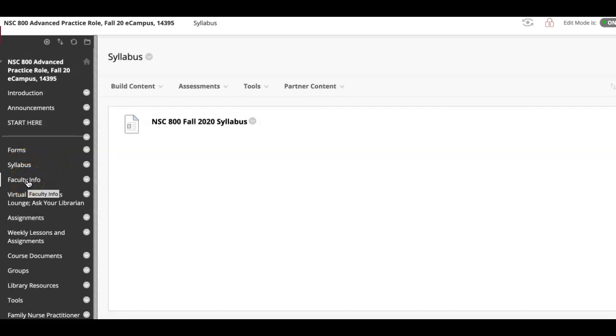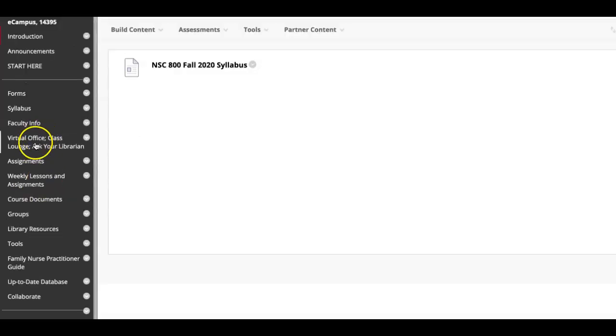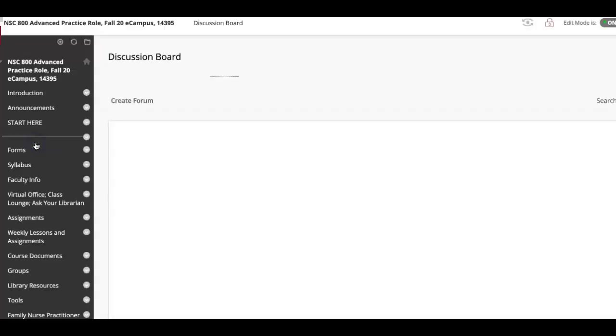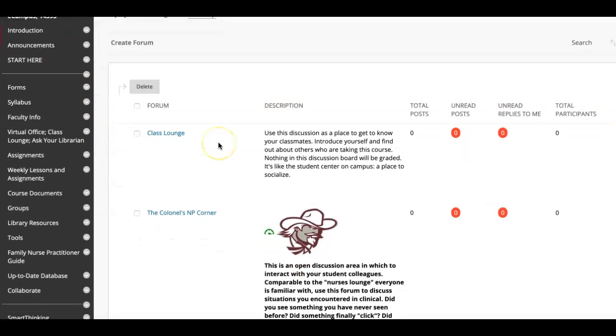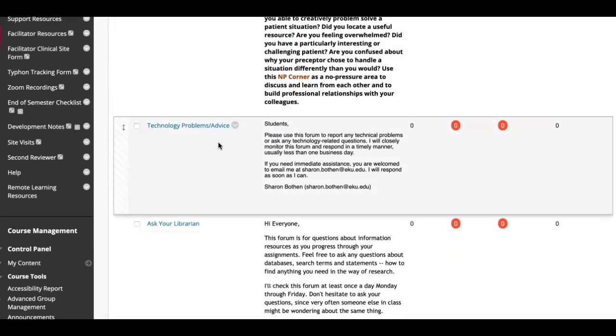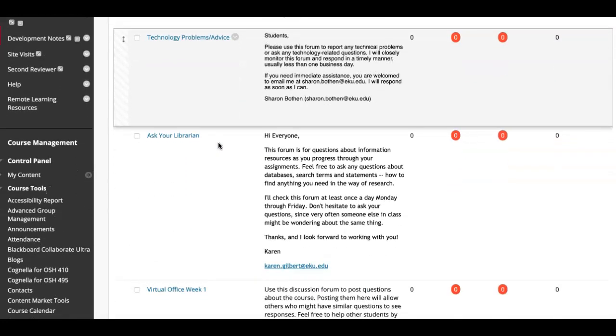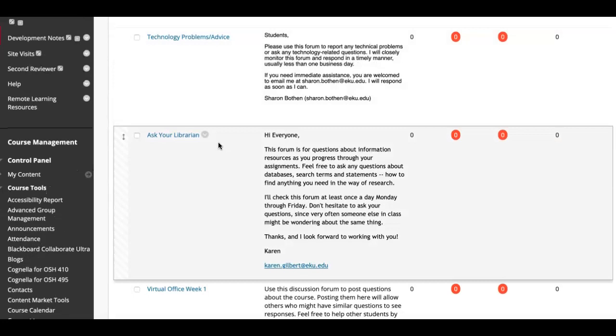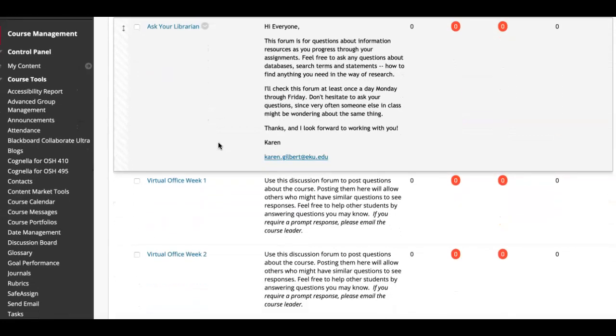The Faculty Info tab gives you information on the facilitators and myself, a little bio. The Virtual Office tab, you guys are familiar with that. That is where you're going to see the class lounge, Colonel's NP Corner, who to contact, Sharon Bother or EKUIT if you have any tech problems, and also our librarian, Karen Gilbert, and our virtual office by the week.